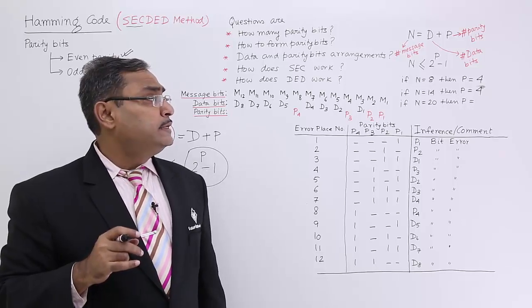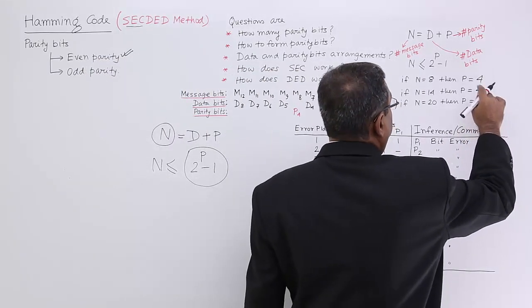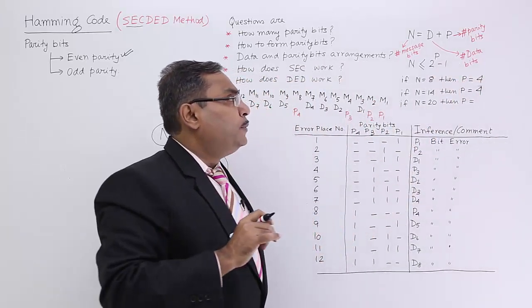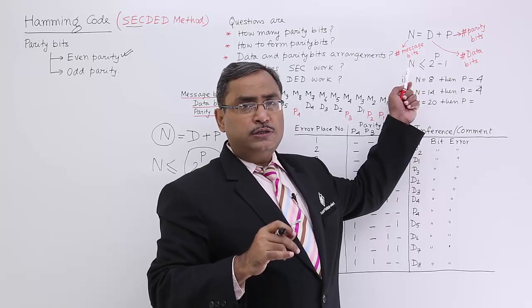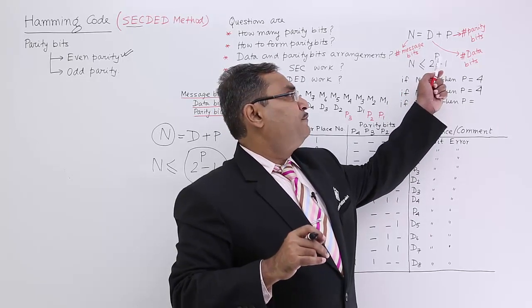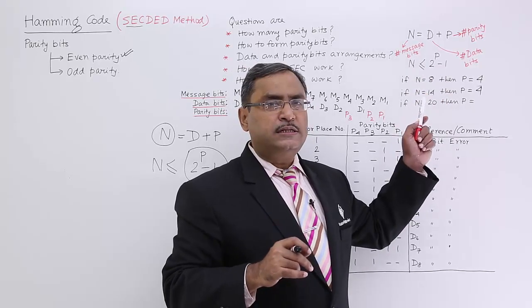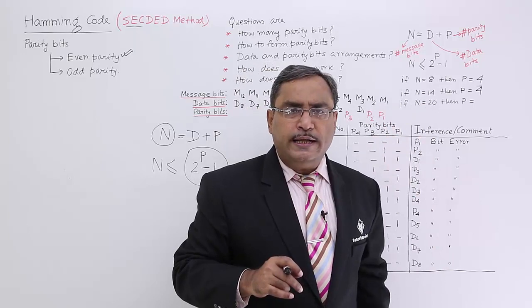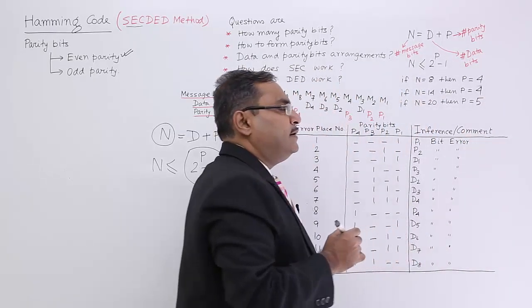Now what about n equal to 20? If n is equal to 20, 2 to the power of 4 minus 1 is 15, and 15 greater than or equal to 20 is false. But if you go for p equal to 5, then 2 to the power of 5 means 32, minus 1 means 31, greater than or equal to 20 is true. So for n equal to 20, I must have 5 bits for the parity.